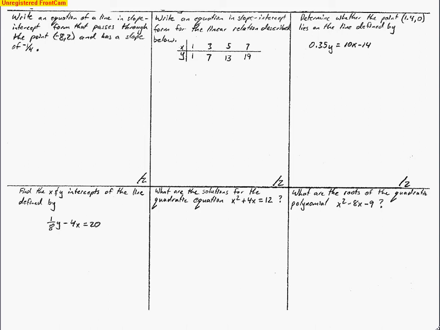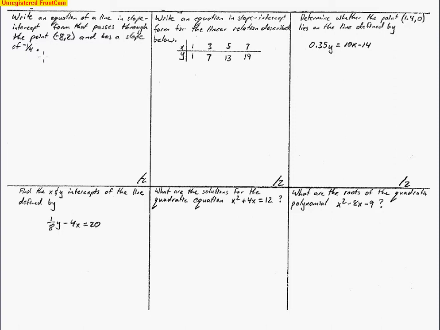These are the first 6 problems from the study guide for Test 3, Quarter 3 for Algebra A. So let's take a look at the first one. It's a review problem. It's asking us to write an equation in slope-intercept form that passes through the point negative 8, 2, and has a slope of negative 1/4.